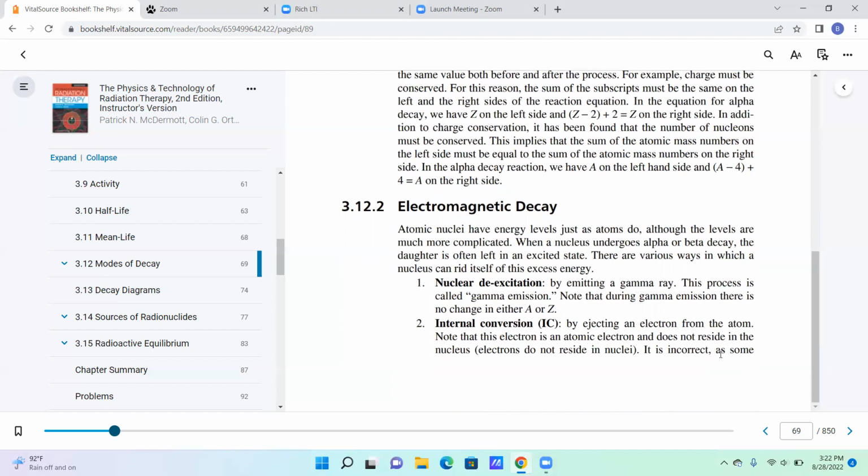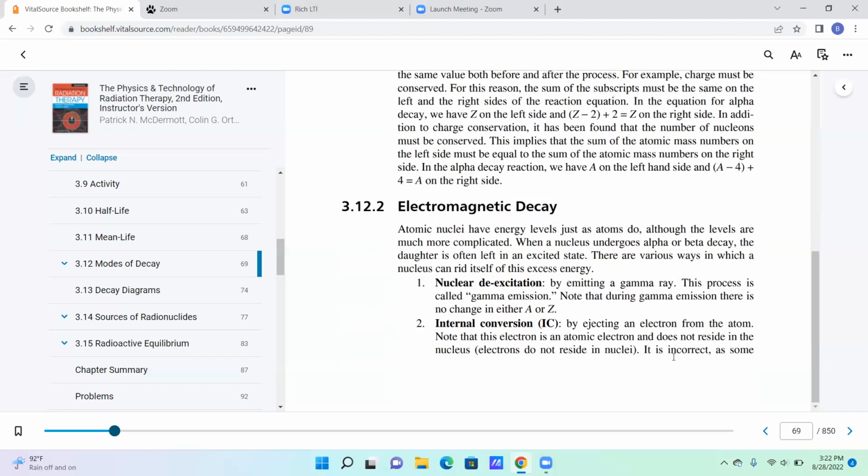Atomic nuclei have energy levels just as atoms do. And although the levels are much more complicated, when a nucleus undergoes alpha or beta decay, the daughter is often left in an excited state. And there are various ways in which a nucleus can rid itself of this excess energy. It can emit a gamma ray. You can have internal conversion by ejecting an electron from the atom.